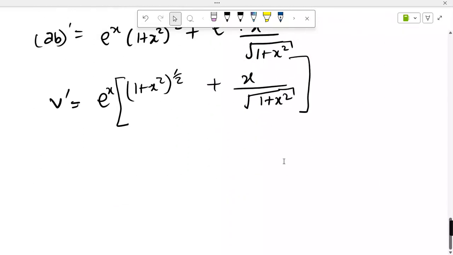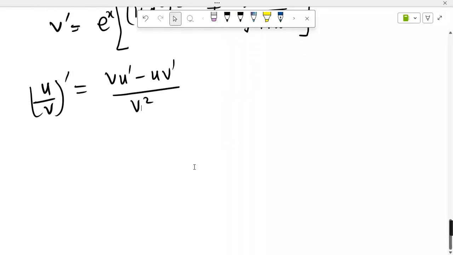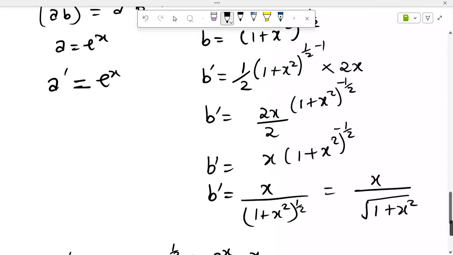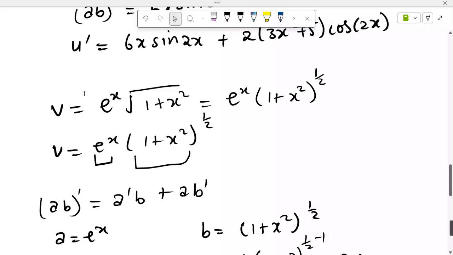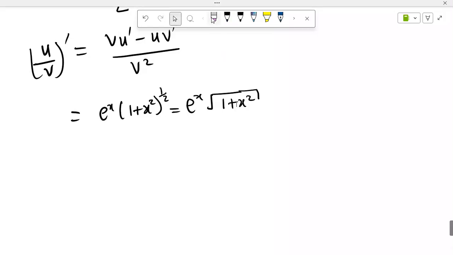Okay, so now quotient rule: (u over v) prime is equal to (v u prime minus u v prime) over v squared. Now let's put everything in this equation. So what is our v? v is this equation here. Our v is e to the power x times (1 plus x squared) to the power half. Okay, which one is better? Let me just write it.